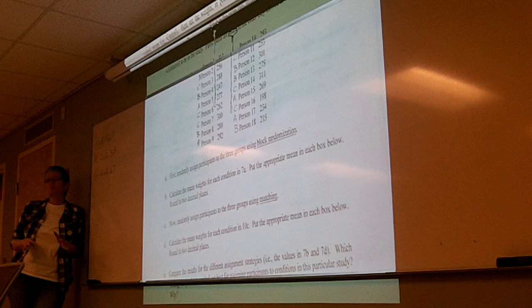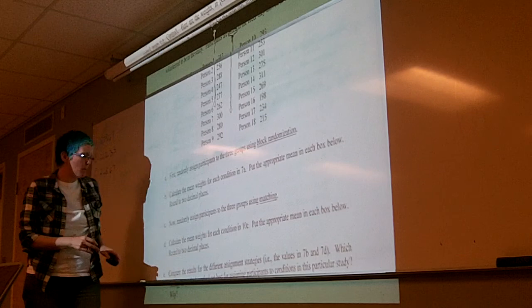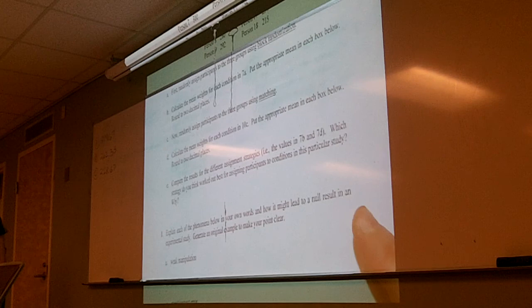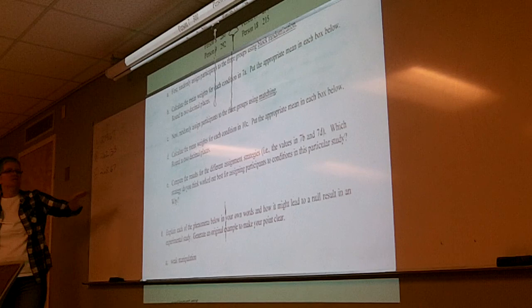So we're going to try the next thing, which is matching, and see if that helps, because we've only got 18 subjects. That's not very many. So it may be that a matching strategy would help with that. So let's take a look. All right, so it says the next thing is, now randomly assign them to three groups using matching, and there's a typo on here, and the next one, D, this should say 7C, not 10C. I changed the numbers so you can rewrite it on your handout, and I'll fix it in the online version so it's not confusing. So now we're going to do it with matching.